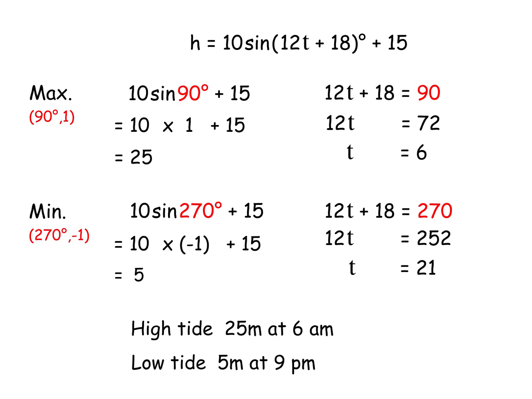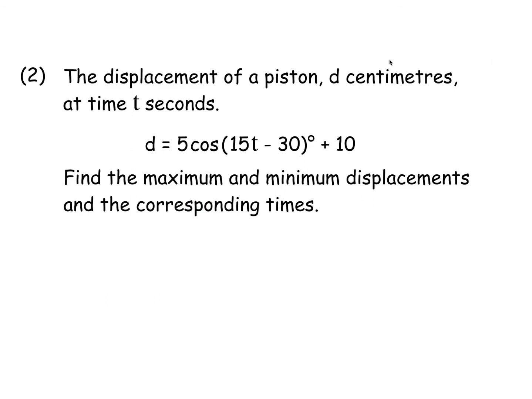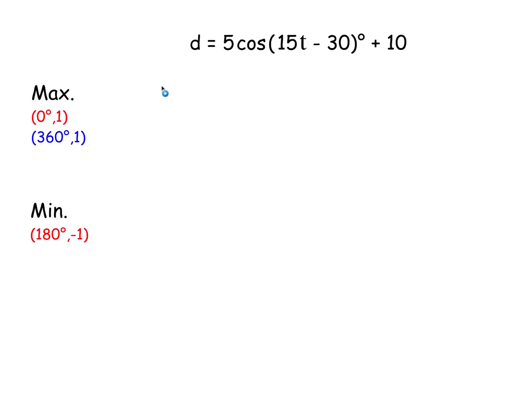So no graphs involved. Here's the displacement of a piston, d centimetres at time t seconds, given by this expression. Displacement is a distance in a direction, so it's time t seconds, and d is a distance in centimetres. Find the maximum and minimum displacement, so it wants the maximum and minimum values. So it's a cos function, 0 degrees 1 for the maximum, 180 degrees negative 1 for the minimum.